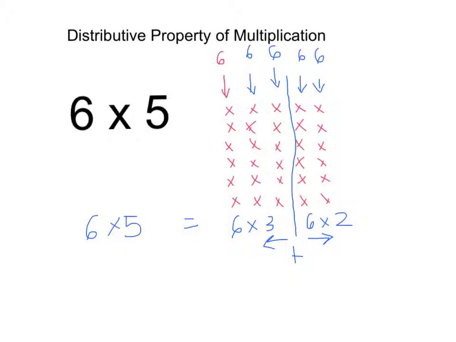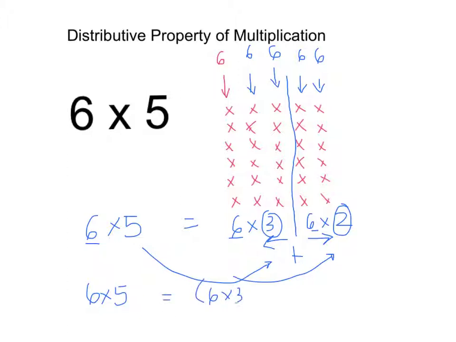Let's break that down even more. The 6's stay the same, so we have 6 here. But the second number that we multiply by is different. But if you can see, the two of them added together equal 5. So 6 times 5 equals 6 times 3 plus 6 times 2. Because we're adding the 2 parts of this array together, even though we broke it apart.